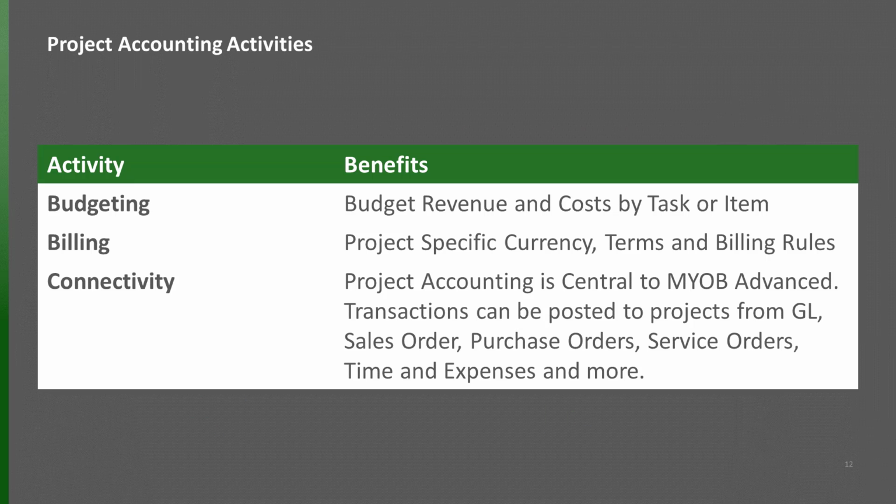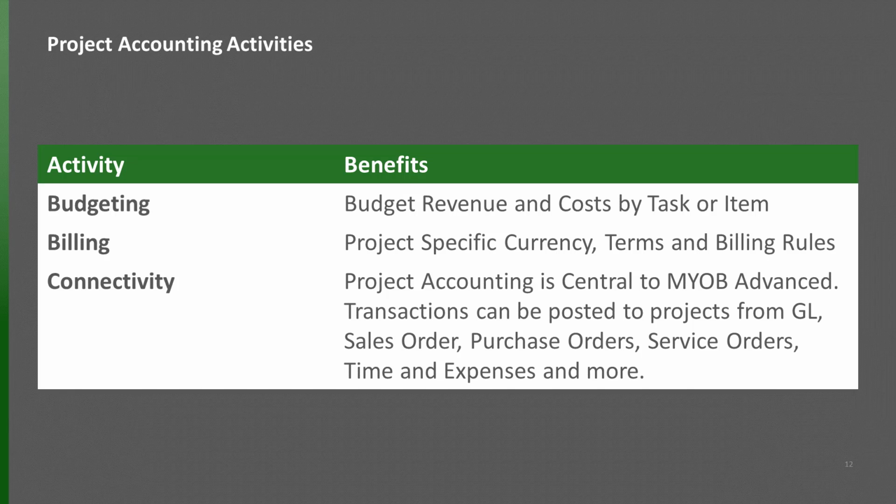So, project accounting activities. First off, project accounting budgeting is so critical. We need to budget for the revenue, we need to budget the cost, and then we need to track the actuals against that. We need the flexibility. That's what advanced billing provides us. It also provides project specific currencies, and if we need project specific terms, project specific billing rules, we can be as flexible as our customers demand for us to be.